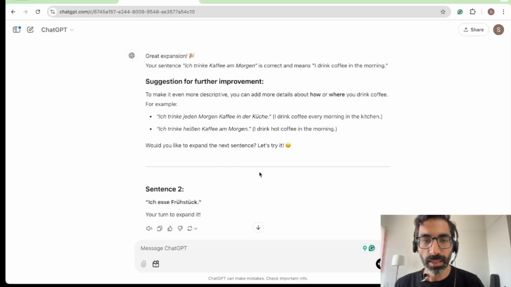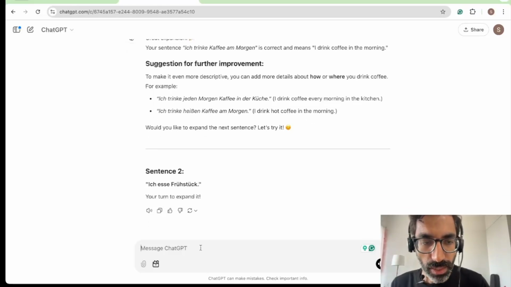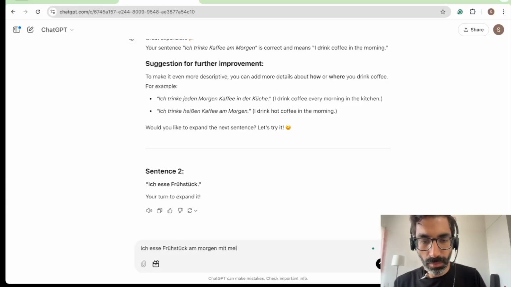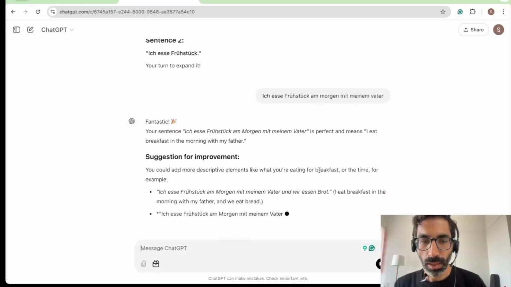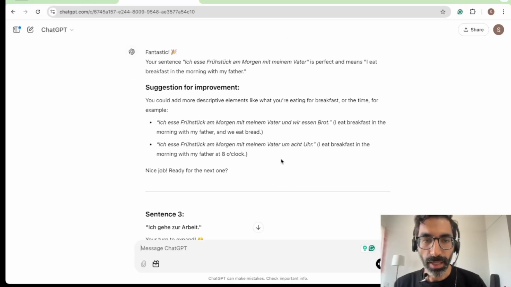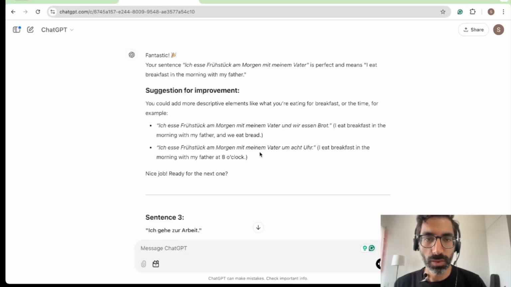All of these things are again giving you small ideas and a very practical way to improve your German. So let's take a shot at the next sentence. Ich esse Frühstück. I have to expand it. Okay, let's see if this is correct. Okay, this is absolutely correct. And again, it's giving me more and more suggestions to improve my sentences.